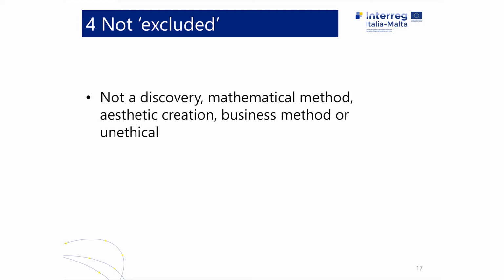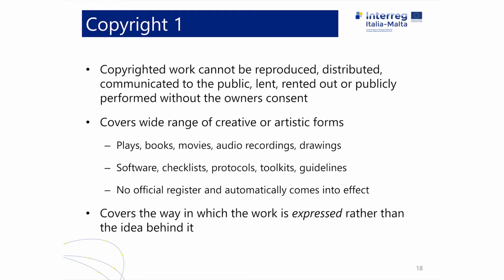And things on the excluded list include a discovery, mathematical method, aesthetic creation, business method, or something that's unethical. Copyright is different from patents. Copyright is very different in the sense that copyrighted work cannot be reproduced, distributed, communicated to the public, lent, rented out, or publicly performed without the owner's consent.